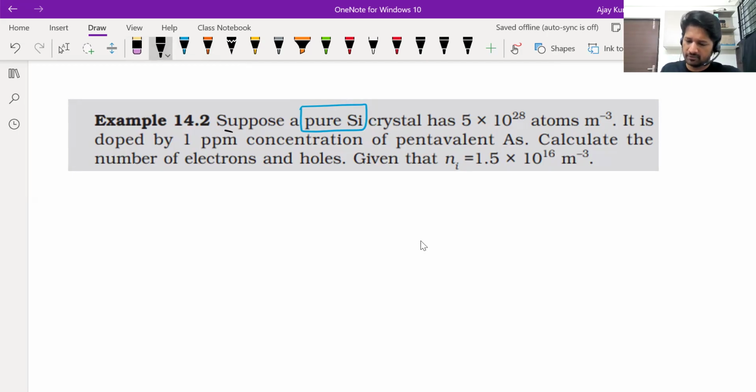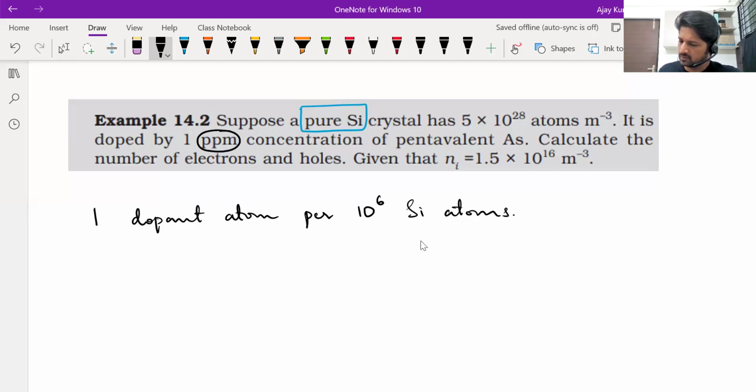Rishi, can you tell the full form of ppm? Parts per million, sir. Correct. That means one dopant atom per million, million is 10 power 6, silicon atoms. So you are indirectly given the concentration of the dopant. And it is doped by pentavalent arsenic. They have given you the valency of the dopant also.